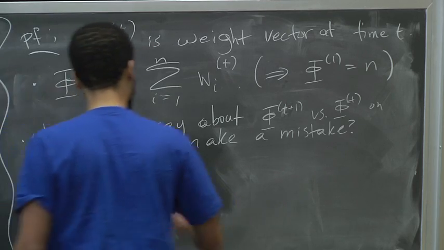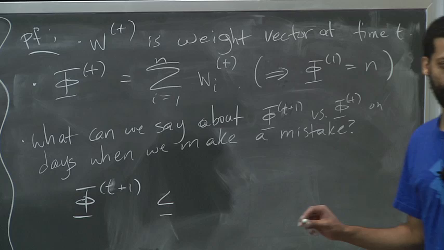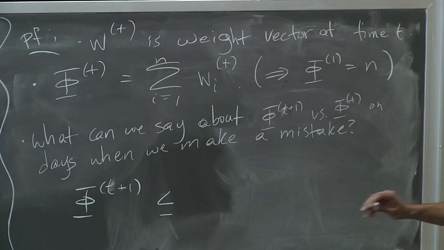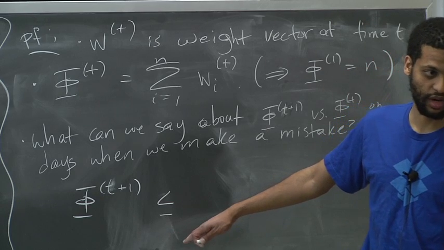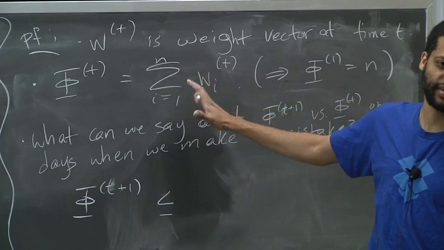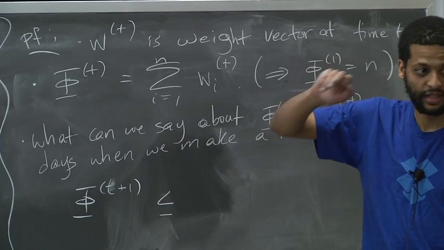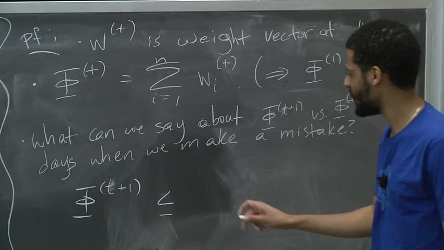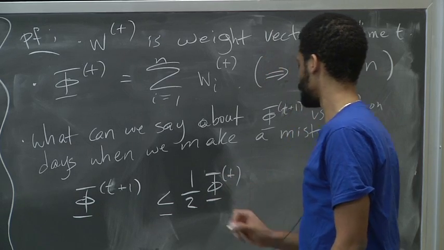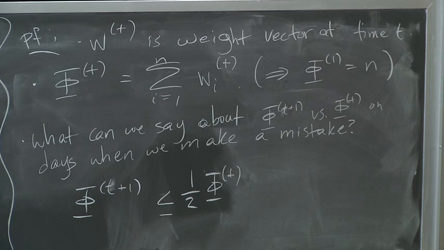Right, because at least half the experts, oh sorry, with weights. So for us, what I want to say is, the weighted majority is wrong, which means at least half of this weight has to be on the wrong thing, right? If you look at that half of the weight, that half of the weight decreased by 1 minus epsilon.